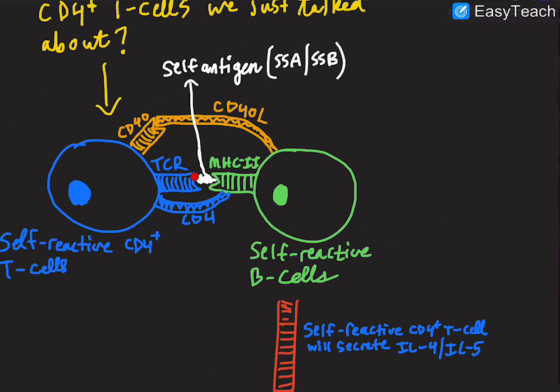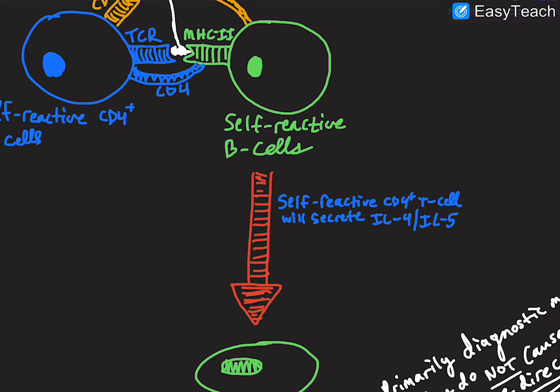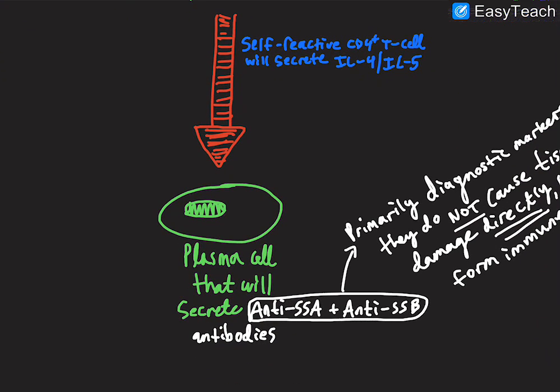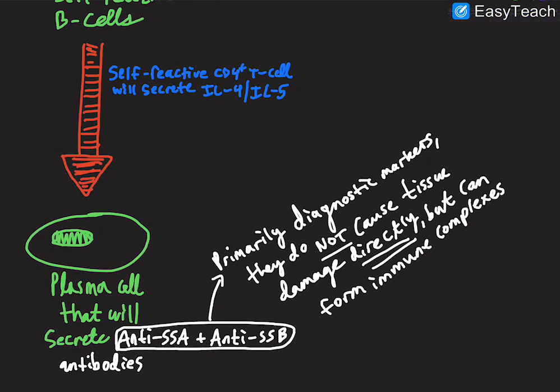Antibodies against what? This antigen, which is SSA or SSB, which are self-antigens. Because remember, your T cells can secrete interleukin 4 and 5, and that can make your B cells class switch and produce antibodies. So once your B cells get activated, they can differentiate into plasma cells and start secreting anti-SSA and anti-SSB antibodies. And that's why you see anti-SSA and anti-SSB antibodies in Sjogren syndrome.